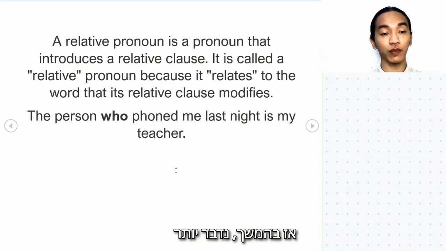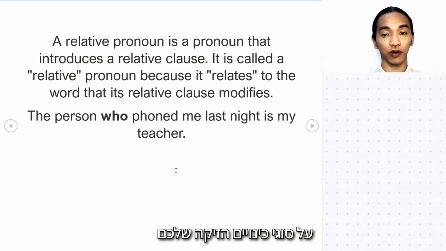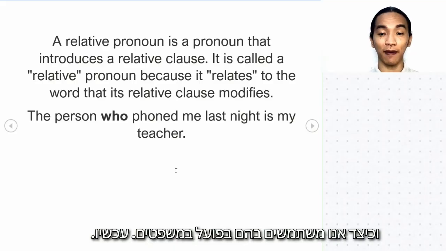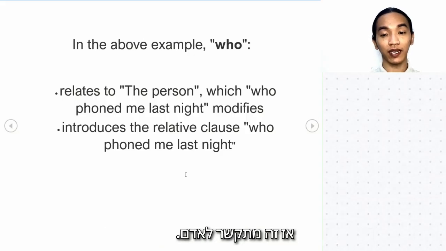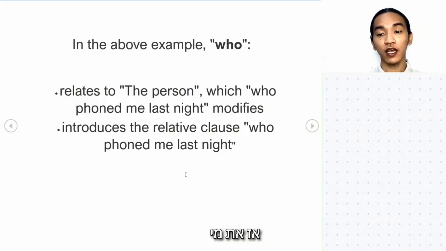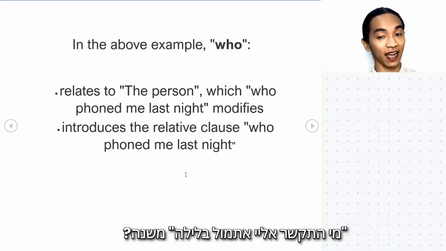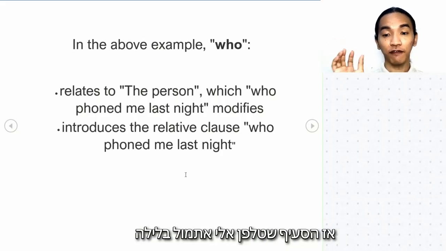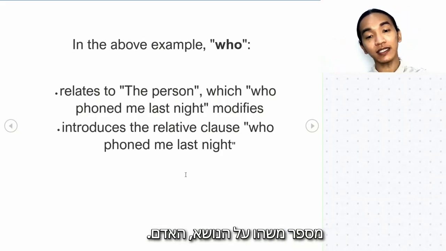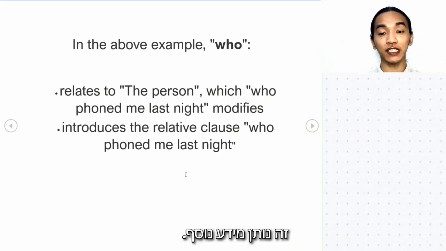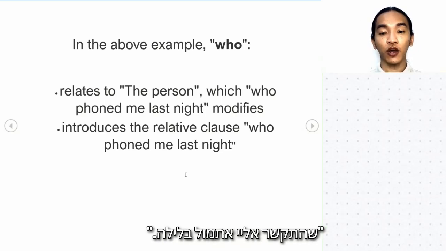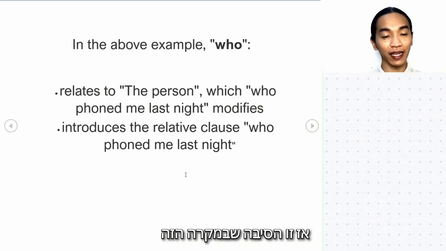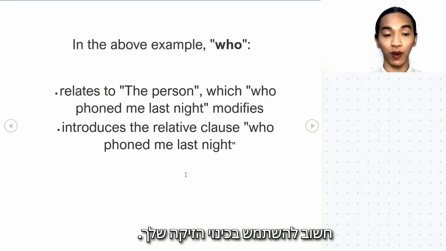Later on, we will be talking more about the kinds of relative pronouns and how we use them in sentences. In the above example, who is your relative pronoun. It relates to the person, it connects to the person, which who phoned me last night modifies. The clause who phoned me last night tells something about the subject, the person. It gives more information. It introduces the relative clause who phoned me last night. That's why in this case, it's important to use your relative pronoun.